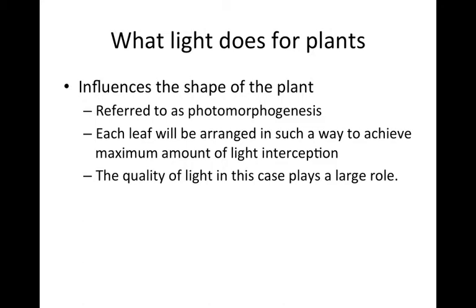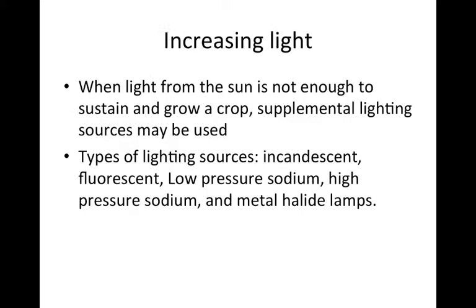Light may also influence the shape of the plant. This is referred to as photomorphogenesis, which basically means the changing of shape due to light. Also, each leaf will be arranged in such a way to achieve the maximum amount of light interception. This is referred to as phyllotaxy, or the arrangement of the leaves. The quality of light in photomorphogenesis also plays a large role.